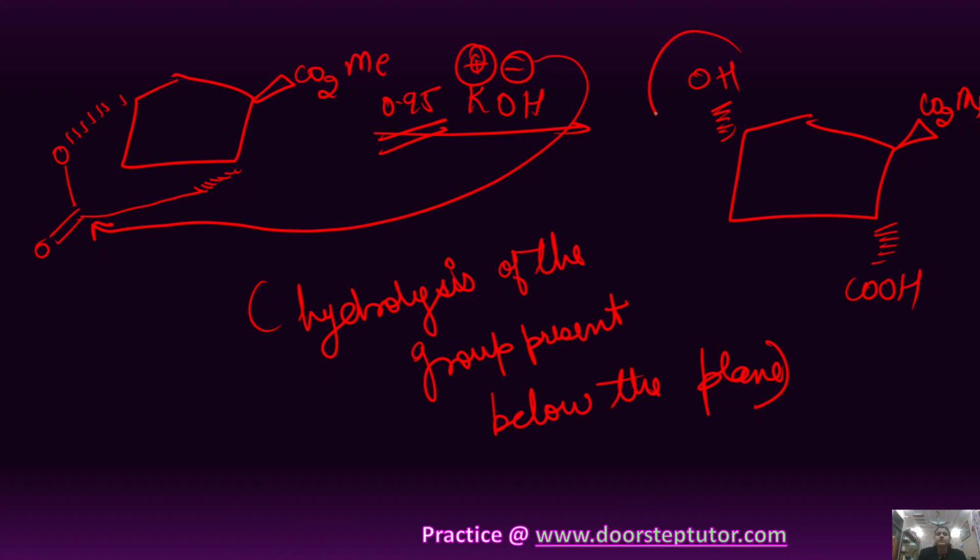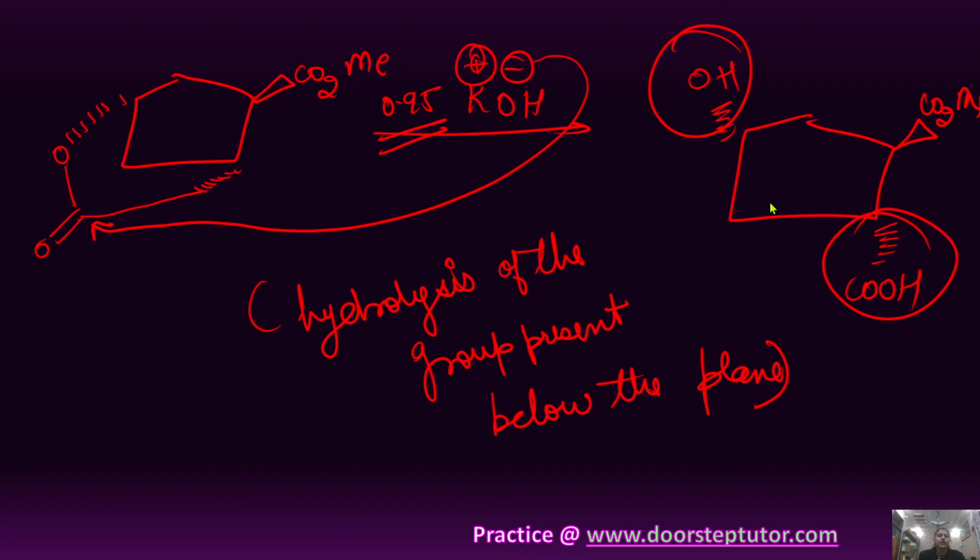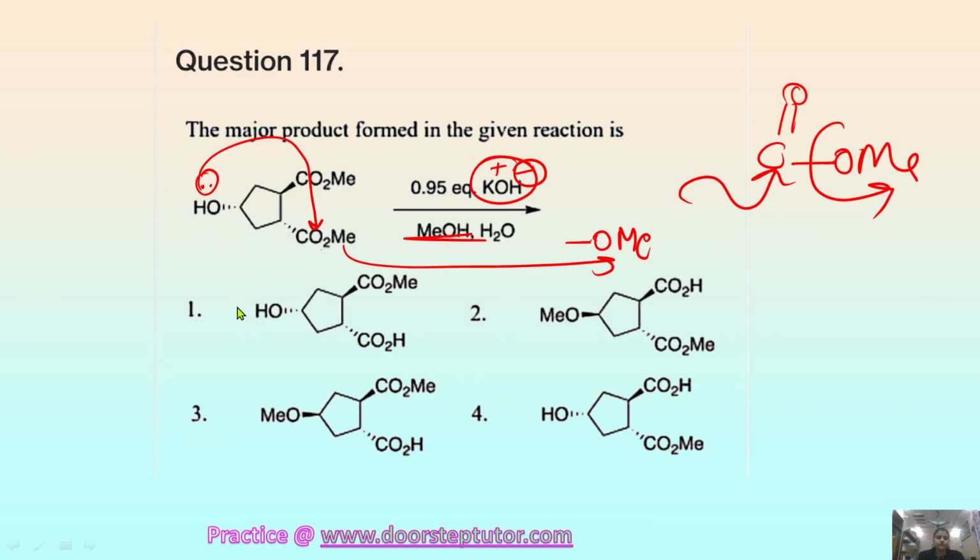So if the OH is present below the plane, then the hydrolysis of that ester group which is present below the plane will happen. So you can directly mark your correct option in which the OH is present below the plane. So the hydrolysis of the below-the-plane ester will happen. That will be your final product. Thank you.